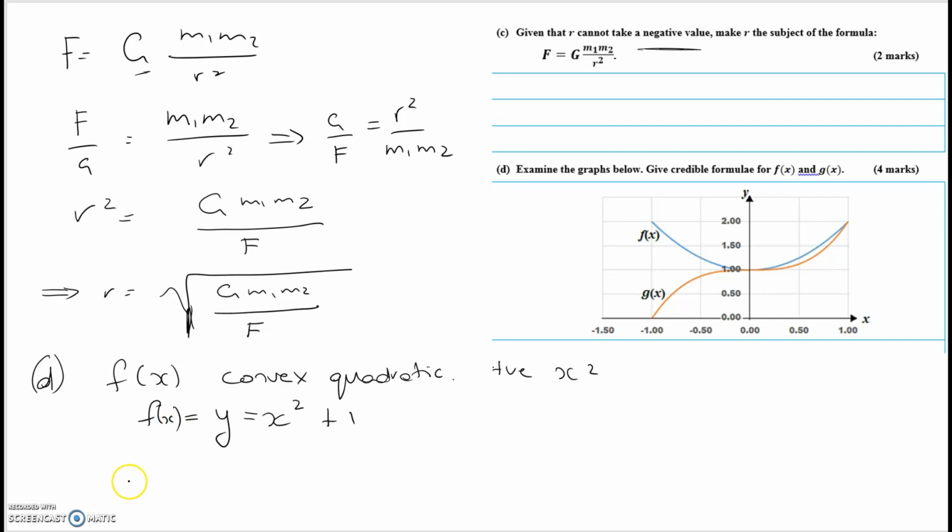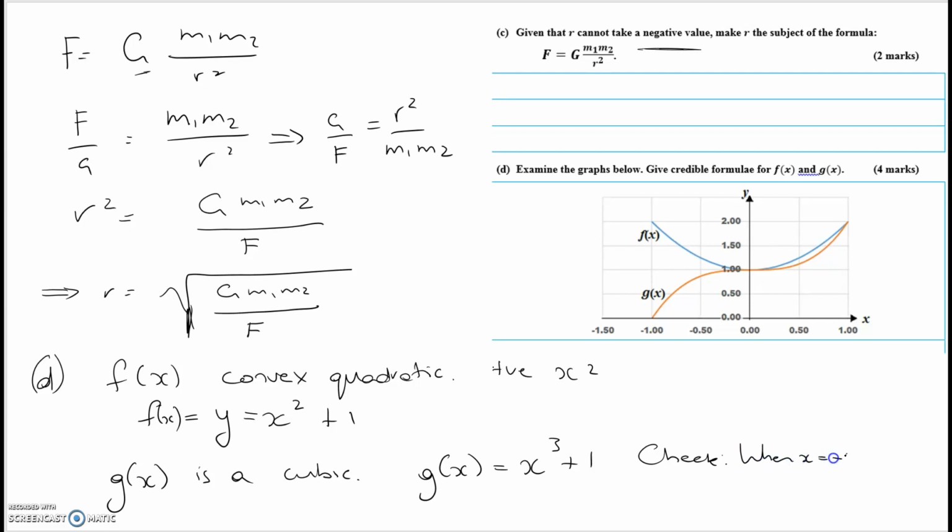Now g of x is a cubic, and it's got a y-intercept also at 1, so why don't we try g of x equals x cubed plus 1, and then we can check, because it shows us that when x equals negative 1, y equals 0. That's because of this point here. So if we check that, so 0 equals negative 1 cubed plus 1, and that's true. So yes, we're right.